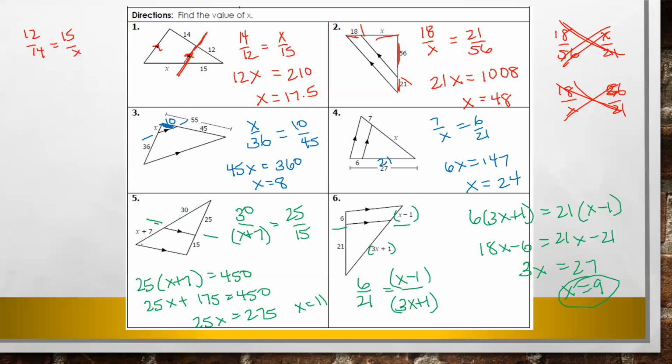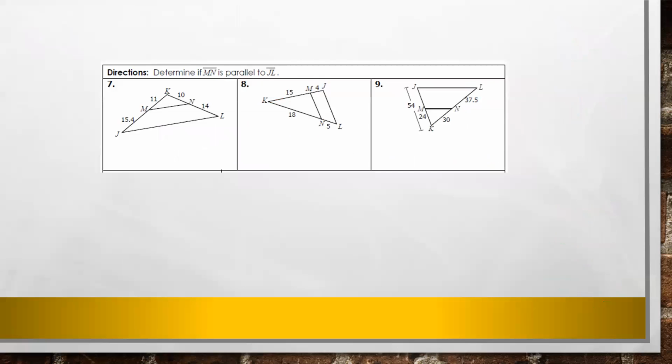All right, now the next page is almost the same kind of problems, but what we're doing now is determining whether or not that interior line is actually parallel to a side of the triangle. They're not telling me it's parallel, we have to decide that. So we're going to use that converse. We're going to look to see, are the sides actually split proportionally? And if they are, then we have parallel lines. If they aren't, no parallel lines.